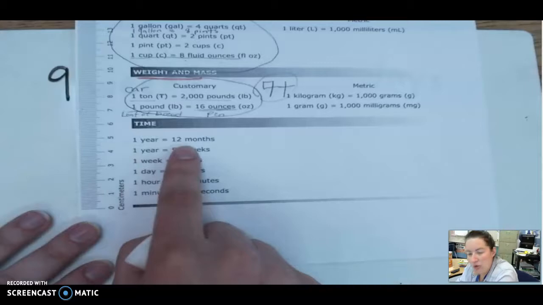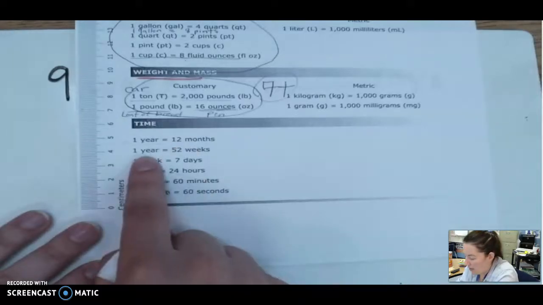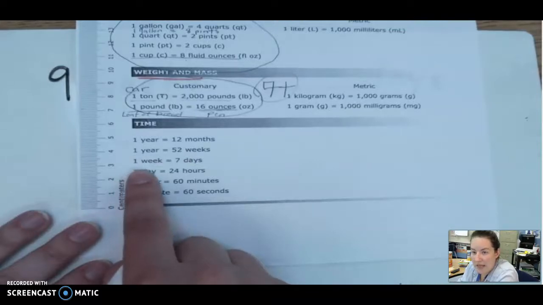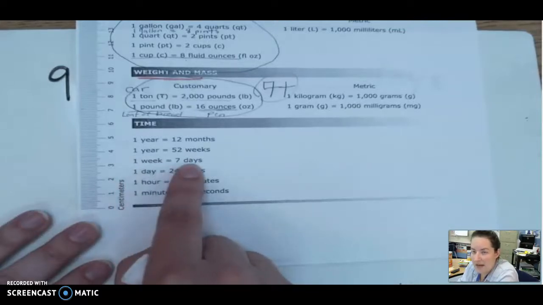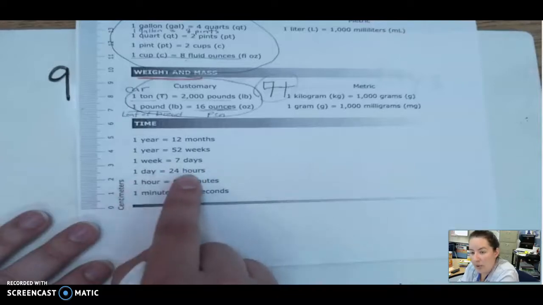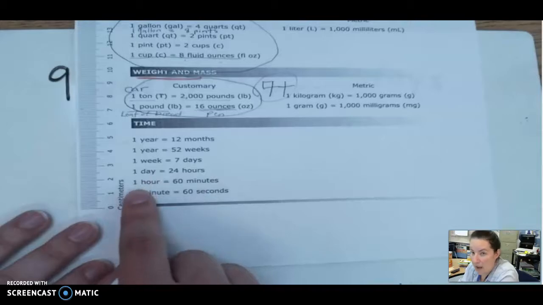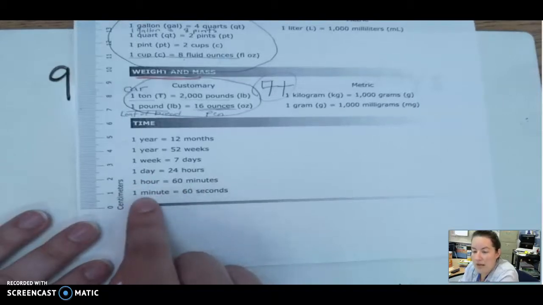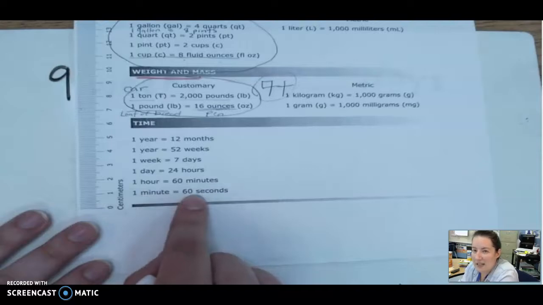So 1 year, you should know there are 12 months in a year. Right? January, February, March, April, May, June, July, August, September, October, November, December. 12 months. In 1 year, there's a total of 52 weeks. In 1 week, there's how many days? 7 days. Sunday, Monday, Tuesday, Wednesday, Thursday, Friday, Saturday, right? 7 days. In 1 day, there are 24 hours. In 1 hour, there are 60 minutes. And then in 1 minute, there are 60 seconds.